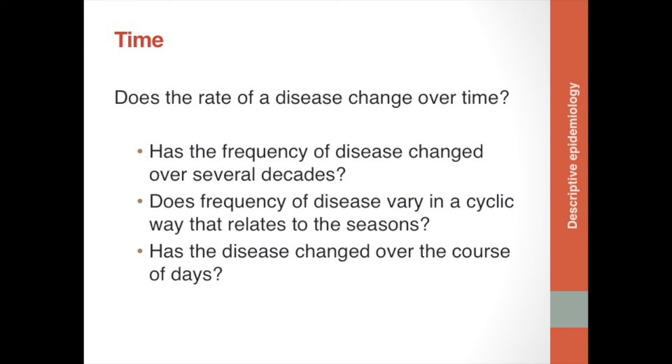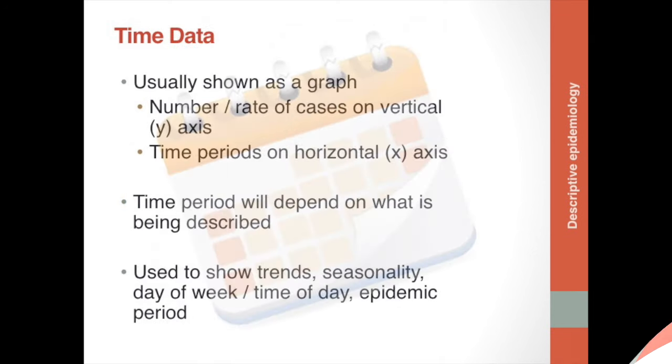Disease rates and risks can also change over time, so time is another element of descriptive epidemiology. Time data is usually shown on a graph. The number of cases is usually displayed on the vertical axis, and the time periods of intervals are shown on the horizontal axis. The time interval on the x or horizontal axis can change from hours or days to years or decades. The time period depends on what disease or event is being described.